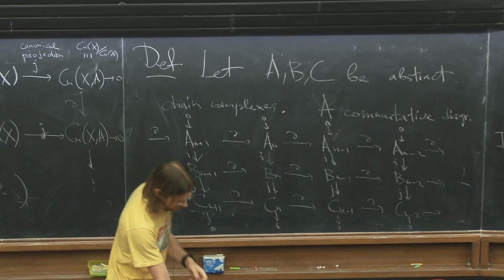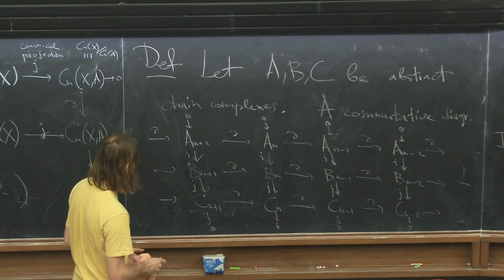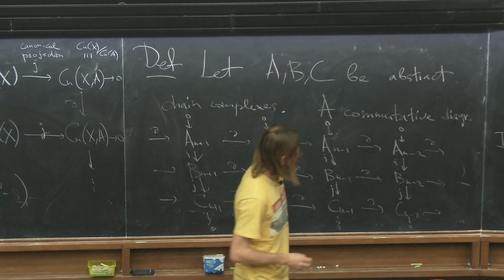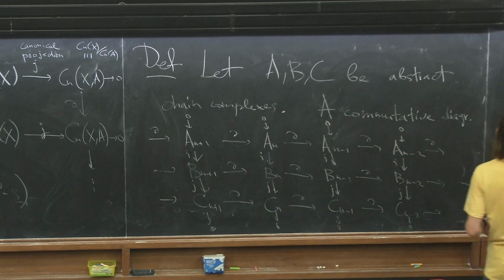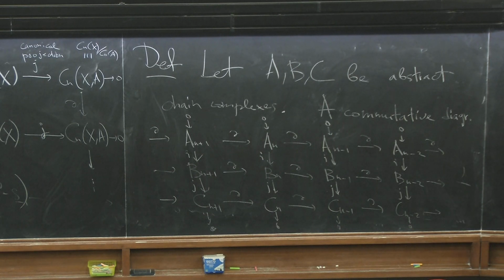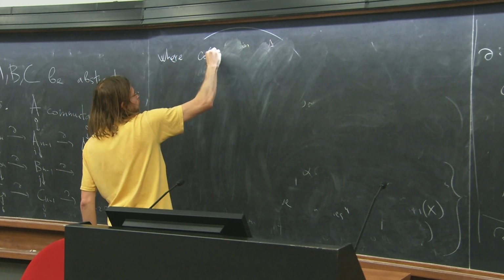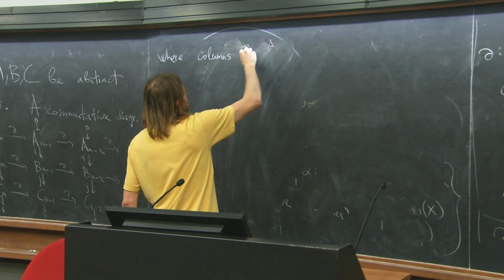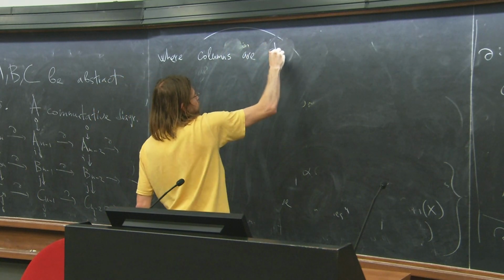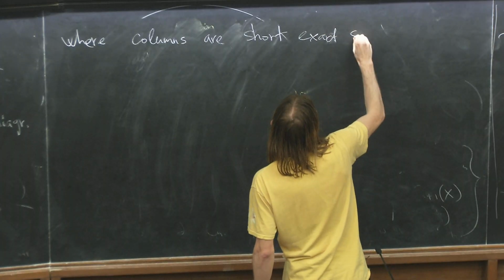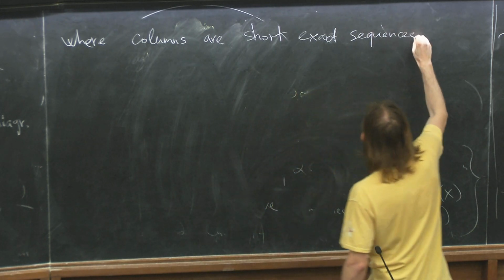So I have to finish the definition. A commutative diagram like this, where all columns are short exact sequences.